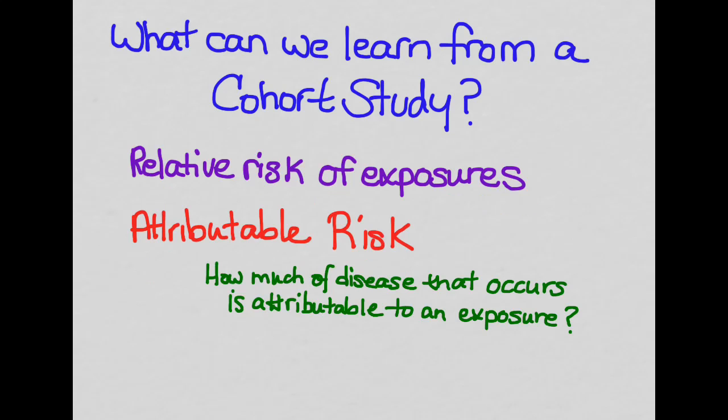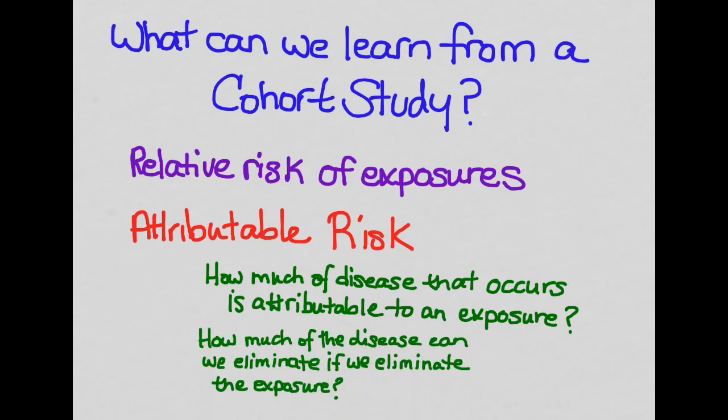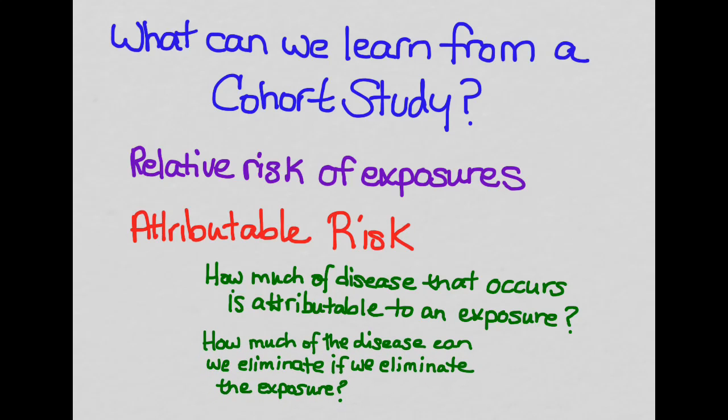So by understanding how much of the disease that occurs is attributable to an exposure, we can then understand how much of the disease can be eliminated if we eliminate the exposure. And so this is useful for prioritizing public health money, and so on.